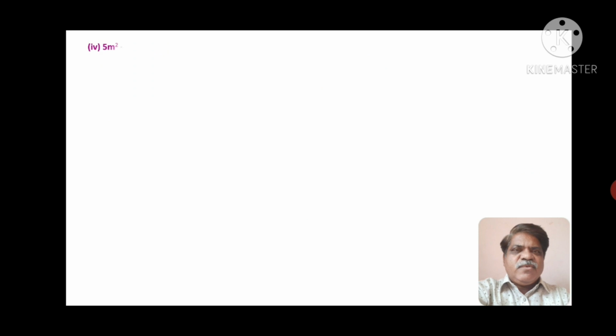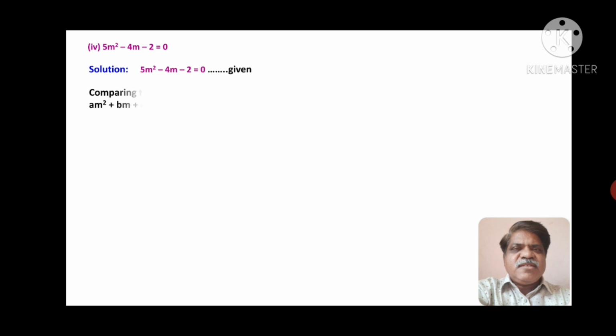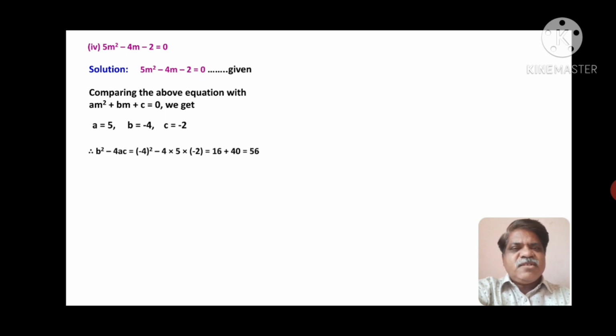Now, number 4. 5m square minus 4m minus 2 is equal to 0. Friends, it is given that 5m square minus 4m minus 2 is equal to 0. Comparing this equation with am square plus bm plus c is equal to 0, we will get that a is equal to 5, b is equal to minus 4, c is equal to minus 2. Therefore, b square minus 4ac will be equal to now minus 4 bracket square minus 4 into 5 into minus 2, which will be equal to 16 plus 40, that is 56.